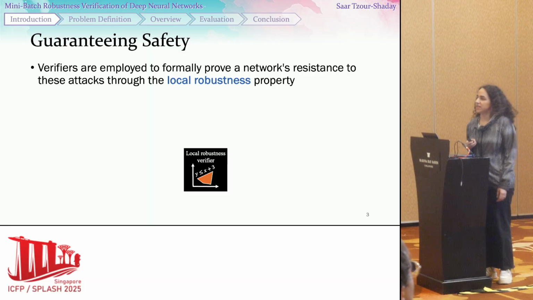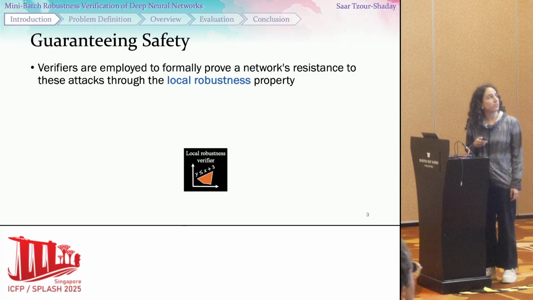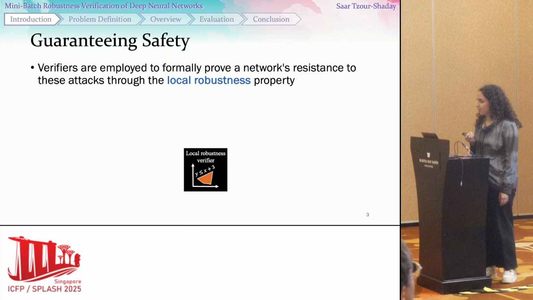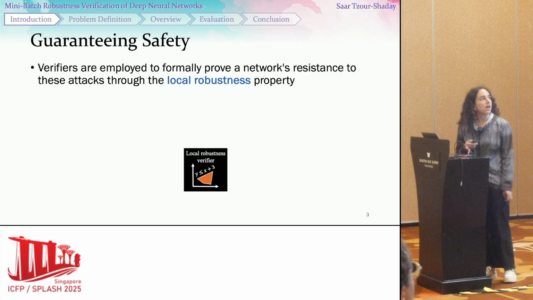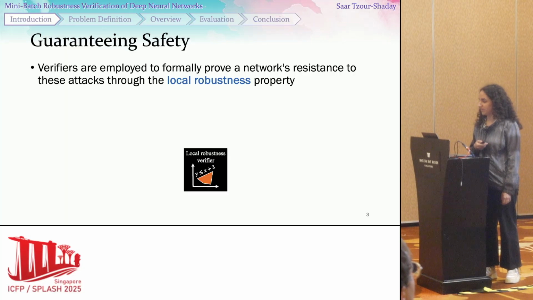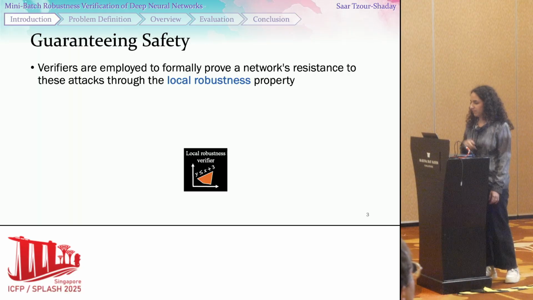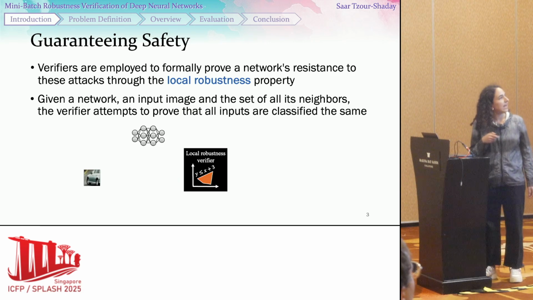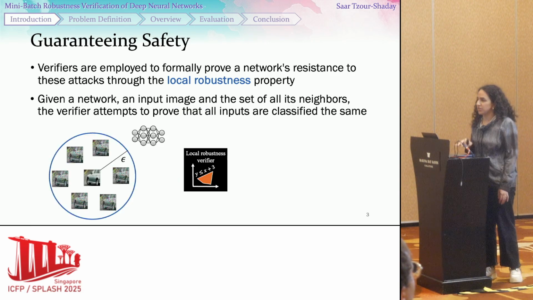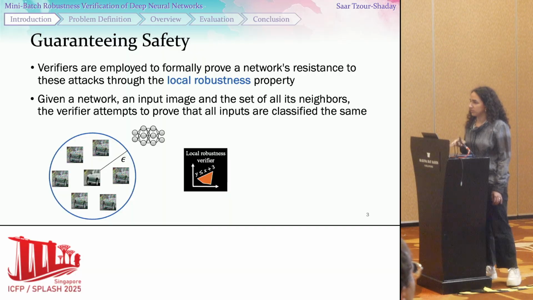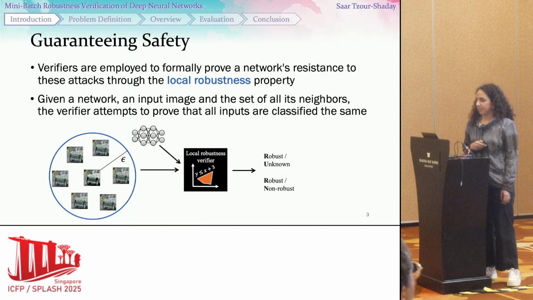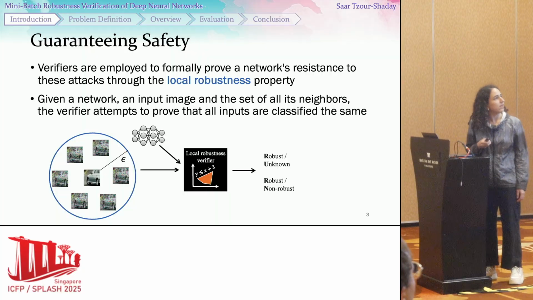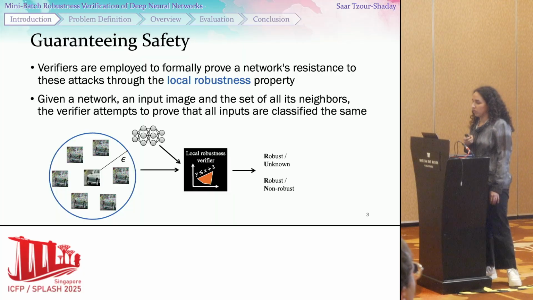In order to assess the safety of these systems, we use verifiers to formally prove the network's resistance to these attacks, using the local robustness property, for example. So given a network, an input image, and a set of all image variants within an epsilon distance around it, a verifier attempts to prove that all inputs in this neighborhood are classified correctly.